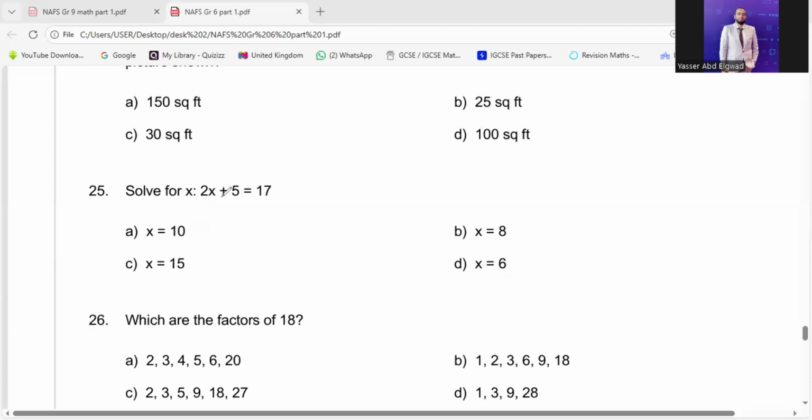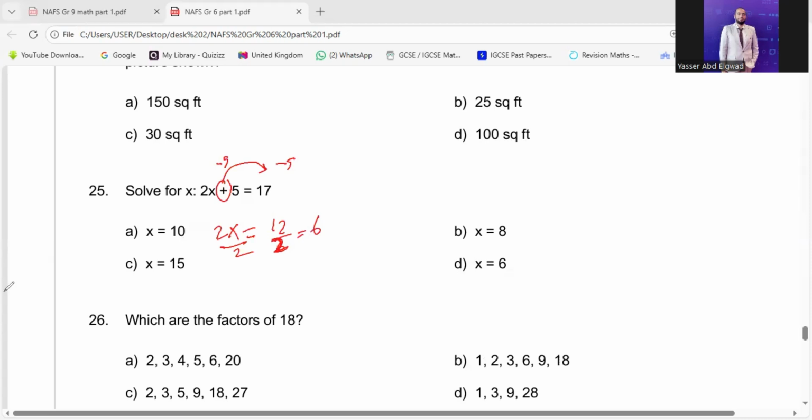My point is, you start solving the equation with the plus. Take it to the other side: we put minus 5 to cancel the 5, and we get 12. 2x equals 12, which means a number multiplied by 2 gives 12. We divide both sides by 2 and get the answer 6.